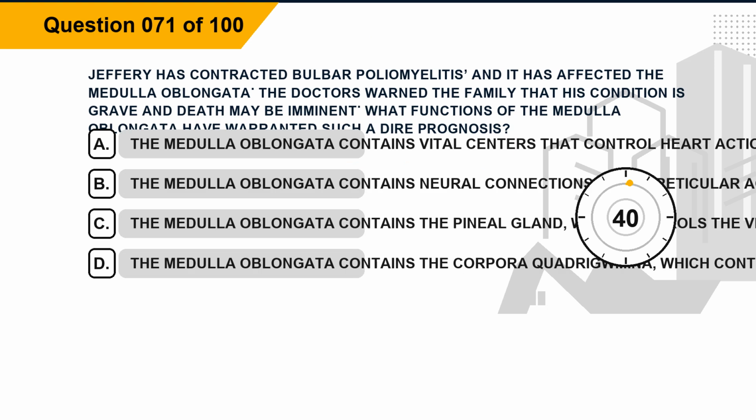Question 71. Jeffrey has contracted bulbar poliomyelitis, and it has affected the medulla oblongata. The doctors warn the family that his condition is grave and death may be imminent. What functions of the medulla oblongata have warranted such a dire prognosis? Option A. The medulla oblongata contains vital centers that control heart action, blood vessel diameter, and respiration. Option B. The medulla oblongata contains neural connections of the reticular activating system. Option C. The medulla oblongata contains the pineal gland, which controls the vital centers. Option D. The medulla oblongata contains the corpora quadrigemina, which controls the neural transmission of impulses along the spinal cord.